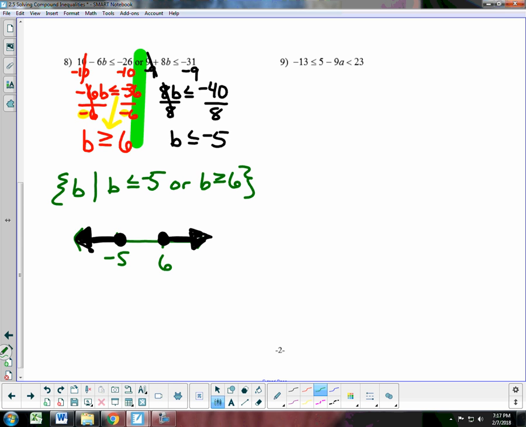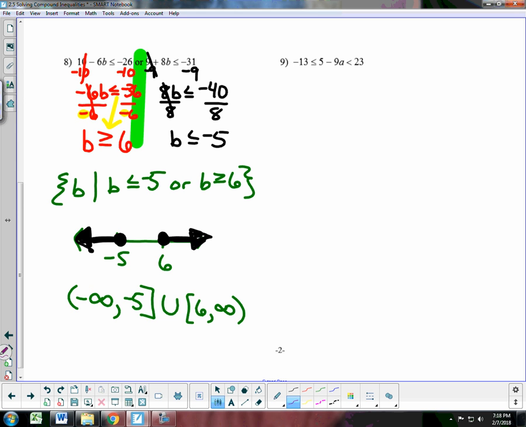And then interval notation. Again, you can kind of find a pattern here. We go from negative infinity to negative 5. In this case, square bracket, in union with square bracket 6 to positive infinity. Right, and we're using square brackets because of the closed circles.